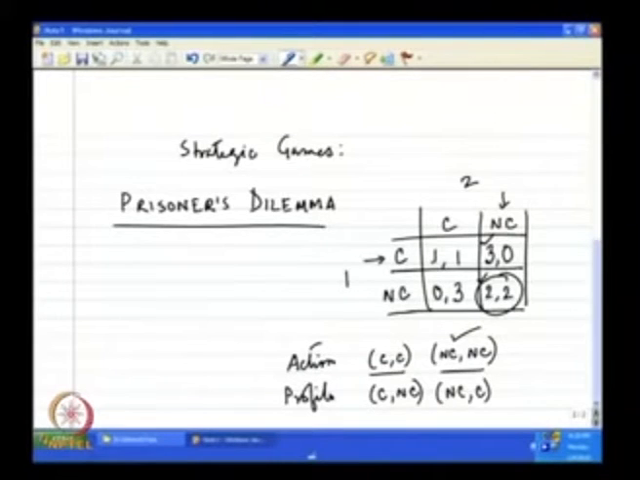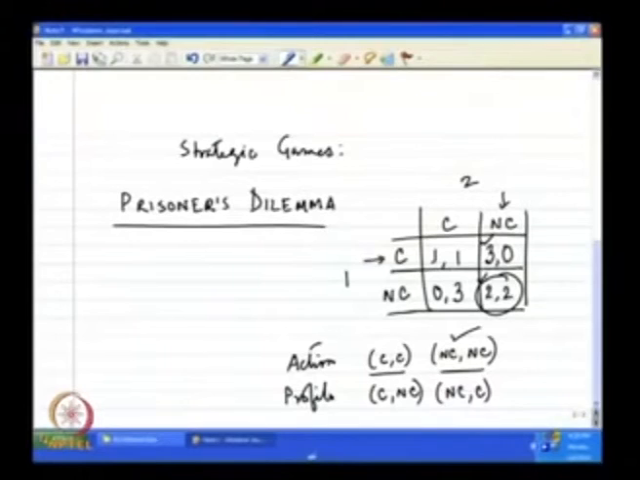And by the theory of rational choice, player 1 will be better off, player 1 in fact will choose C, provided that he knows that player 2 will choose NC. But we do not know whether player 2 will choose NC or not. But it is true that if player 1 knows that player 2 will choose NC, it is in player 1's interest that he chooses C. And a similar argument can be made for player 2 also. If player 2 knows that player 1 will choose NC, player 2 will be better off by choosing C because he is getting 3. So there is an incentive for both the players to free ride at the cost of his partner or the other player.